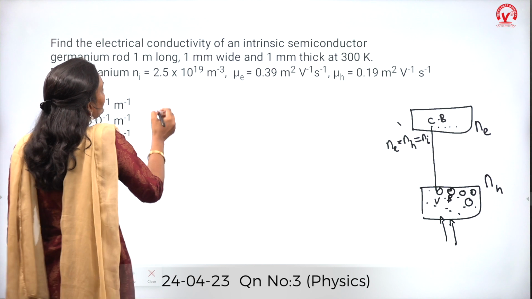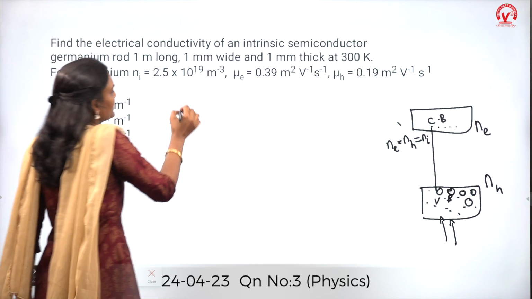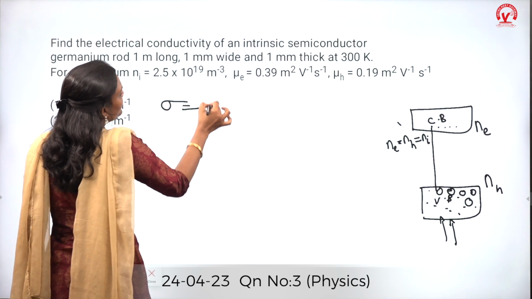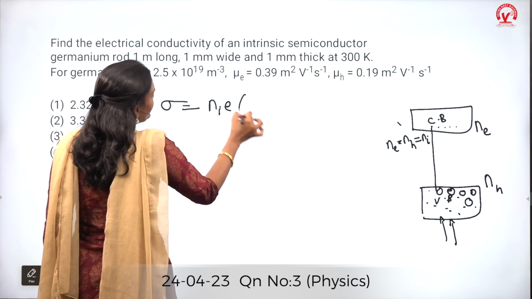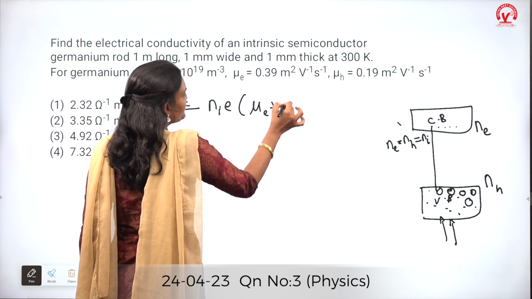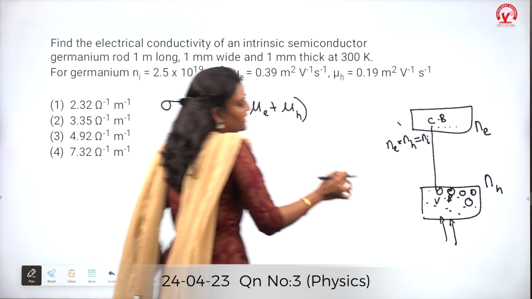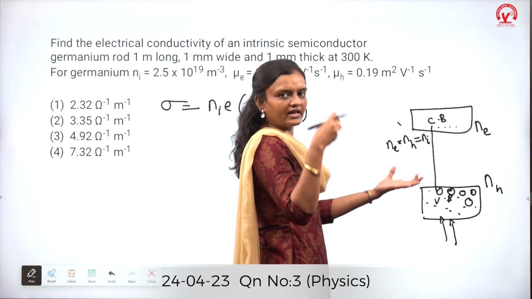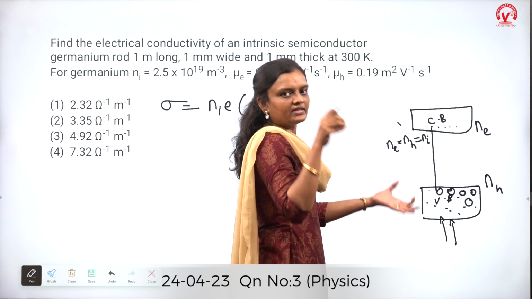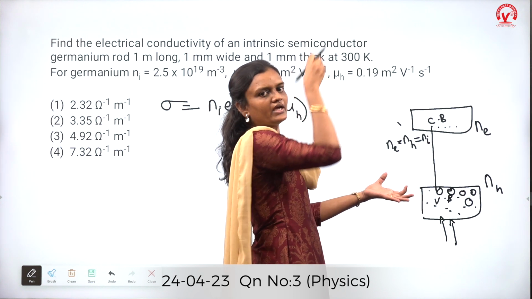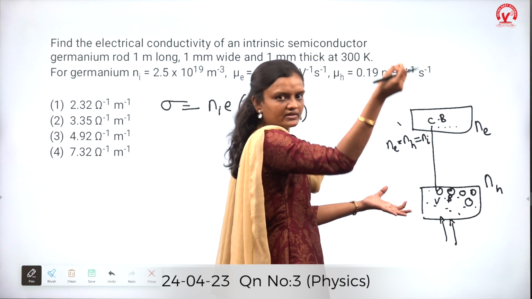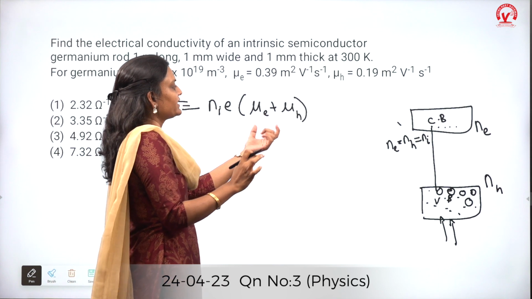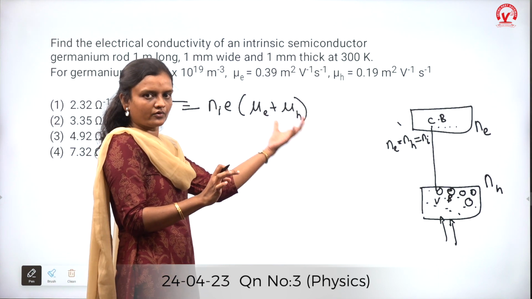Now apply the electrical conductivity formula. What is the electrical conductivity formula? Sigma is equal to Ni e (mu e plus mu h). What is meant by mu e? When we apply electrical energy or heat energy, the electrons move from one state to another, from a lower energy level to a higher energy level. So there is a movement here. Movement of electrons is the mobility of electron, and movement of holes is known as the mobility of hole.